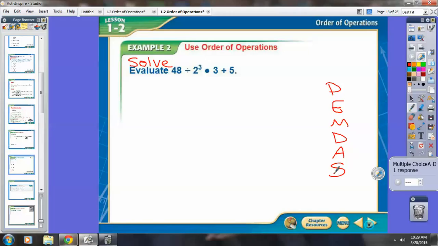What does P stand for? Parentheses. There's no parentheses in our problem, so let's jump down to E. What does E stand for? Exponents. Do we have exponents? Yes, we do. 2 to the 3rd power. On your calculator, please evaluate 2 to the 3rd power. 2 caret 3. What is 2 to the 3rd? 8. Oops, that should be divided by. Okay.